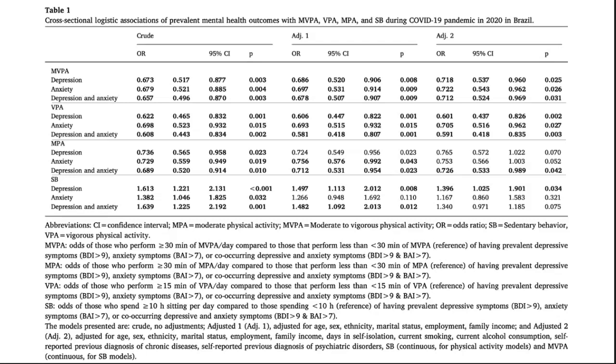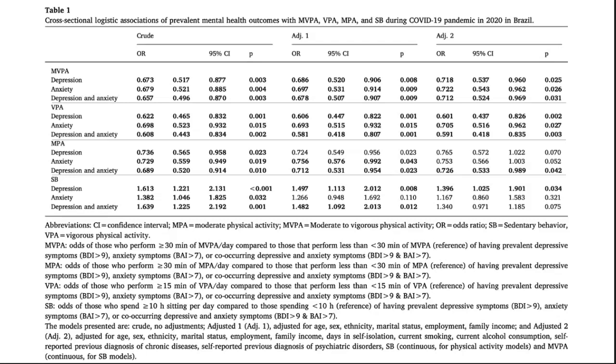So this is the Table 1 that you can find in the article. You will notice that there are 3 different models. There is a crude model. The crude model is just looking at the relationship between the independent variable and the dependent variable. It is not adjusted for any kind of confounder. It is just looking at the relationship between that independent and the dependent variable.